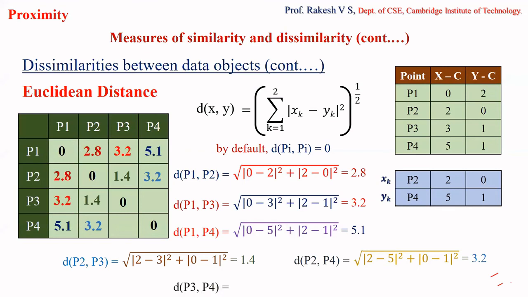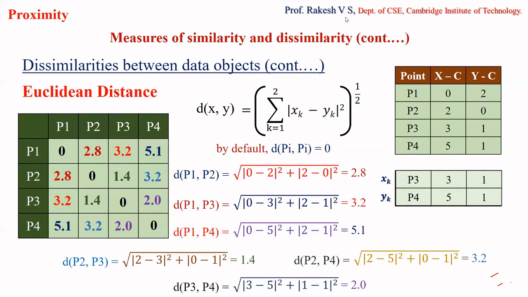So distance between 3, 4 is square root of 3 minus 5 the whole square plus 1 minus 1 the whole square, which is nothing but 2. So I've tabulated 2 here. So this is what is your Euclidean distance. So for Euclidean distance, it is nothing but square root of summation of xk minus yk the whole square, k equals 1 to 2. Here I've taken 1 to 2 because I am having two attributes. Fine. So this is the Euclidean distance that we have.